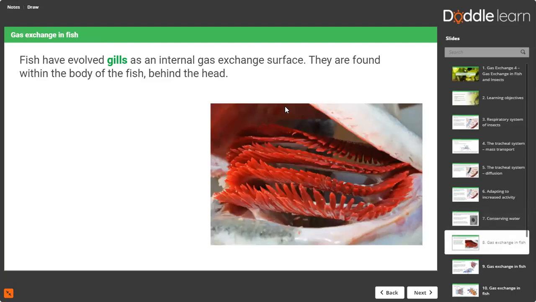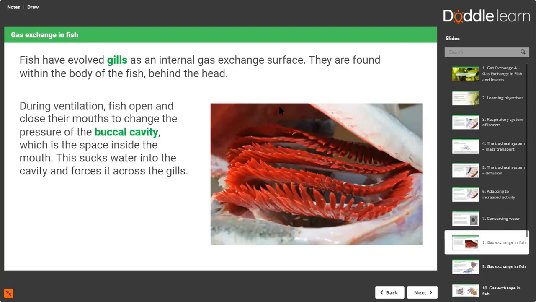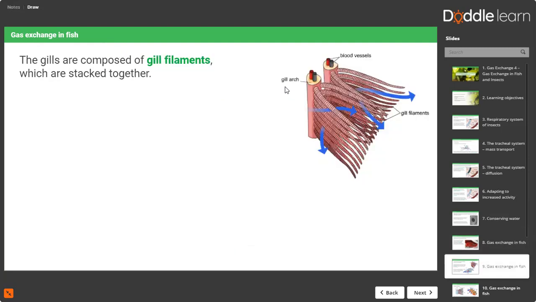So, fish. These are our next interesting ones to have a look at. Fish have evolved gills as an internal gas exchange surface, and they are found within the body of the fish behind the head. During ventilation, fish open and close their mouths to change the pressure of the buccal cavity, which is the space inside the mouth. What this does is suck water into the cavity and force it across the gills.